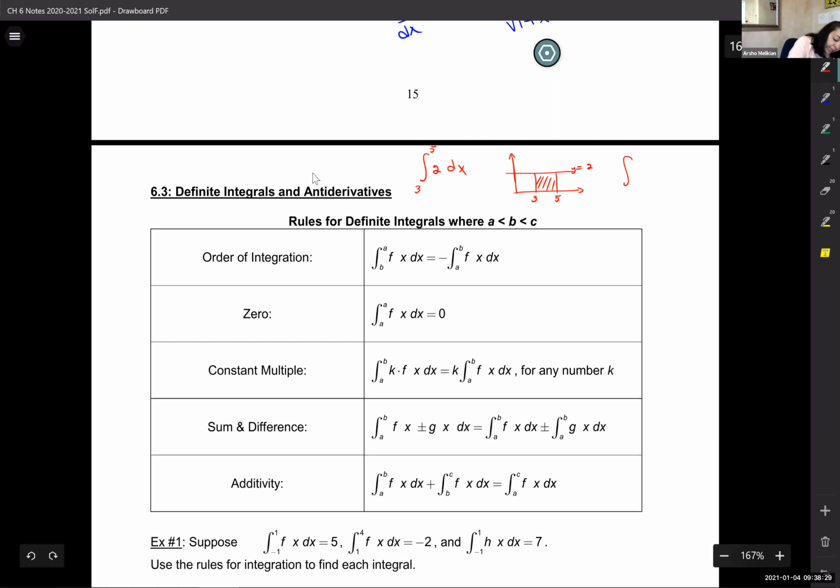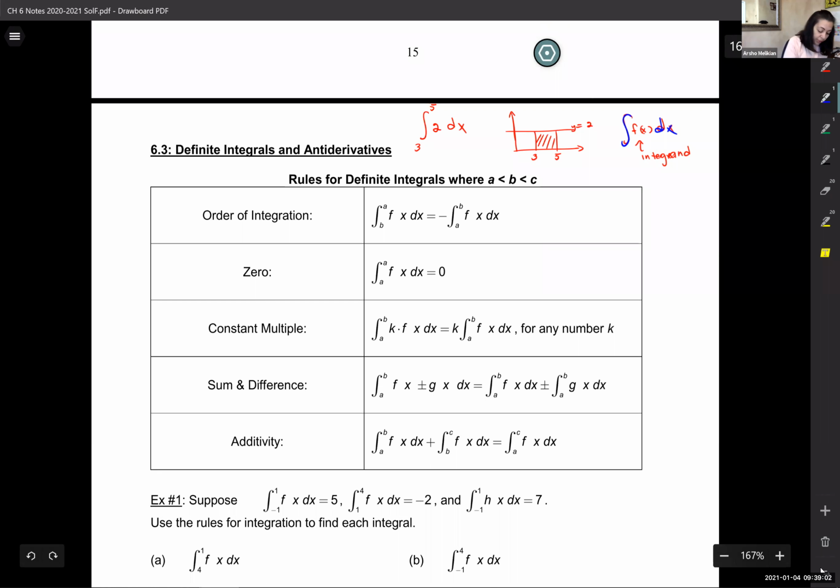And so what we had said is if I have an integral of f of x dx, f of x was my integrand, and I had my upper and lower limits, 3 and 5. And remember that this and this come together and they leave together. Okay? They're buddies. All right. So let's talk about some of the properties first.